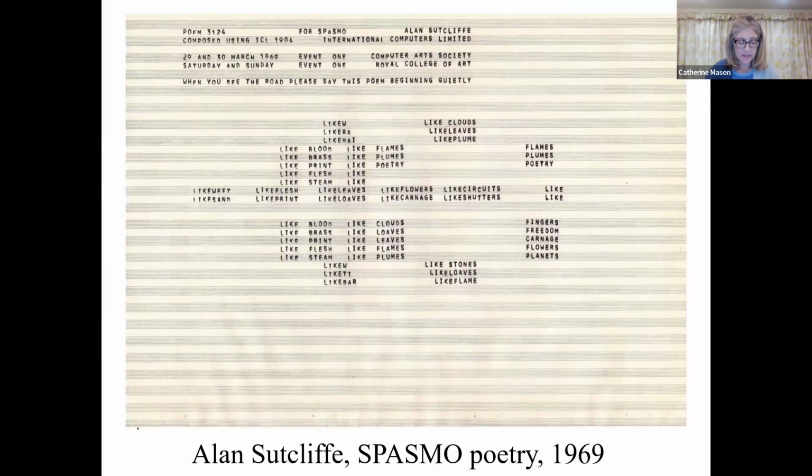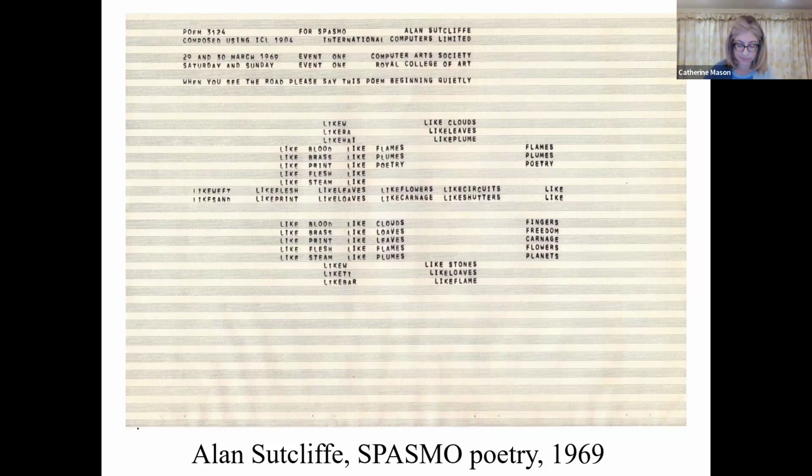So I'm going to tell you a couple of the things that you would have seen on view at Event 1. And that was, of course, Alan Sutcliffe's poem Spasmo. And this was handed out as part of the program. So when you entered the exhibition, you were given a photocopied catalog, and inserted into that was a unique computer-generated poem produced by Alan Sutcliffe as part of his Spasmo project.